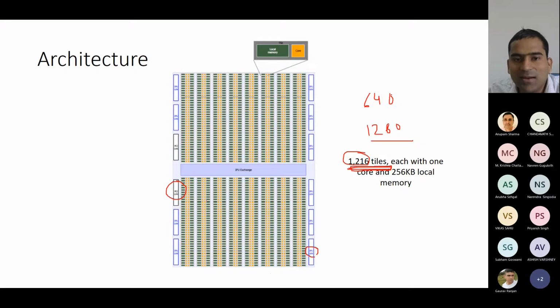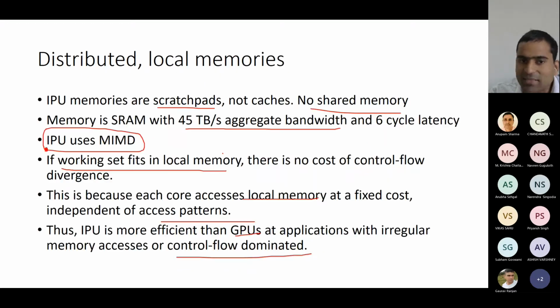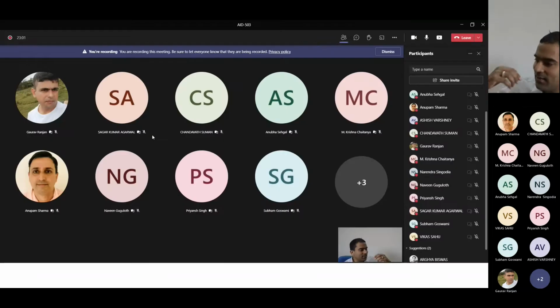Okay, let me answer. This PCI is for connecting this to the host. So at least in version 1 there is no DRAM here. All it has is SRAM. Just like Cerebras, there is no port for DRAM here. Although in version 2, they have introduced that it can have DRAM backup also.